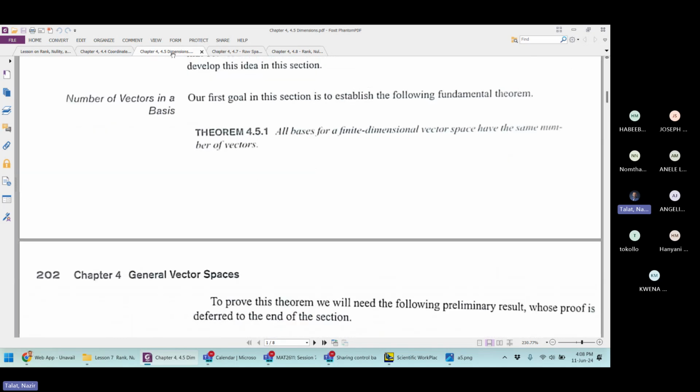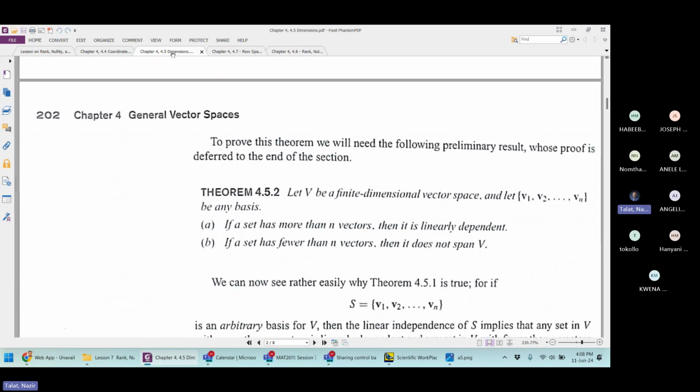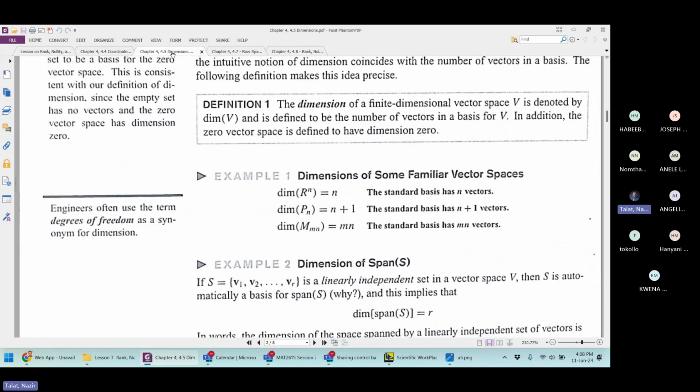So for all finite dimensional vector spaces, we have some basis set which can generate the space, and the vectors are independent of each other. In a finite dimensional vector space, the dimension of V is denoted dim V, and this is the number of vectors in a basis set for V. In addition, the zero vector space is defined to have zero dimension: if we take a set having only the zero vector, it is still a vector space, and the dimension of that vector space is zero.